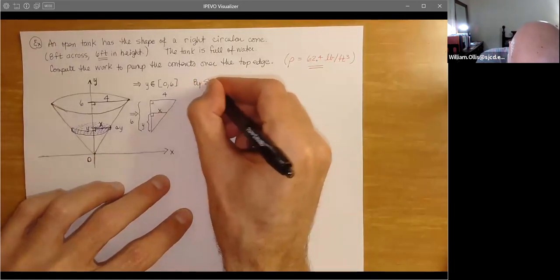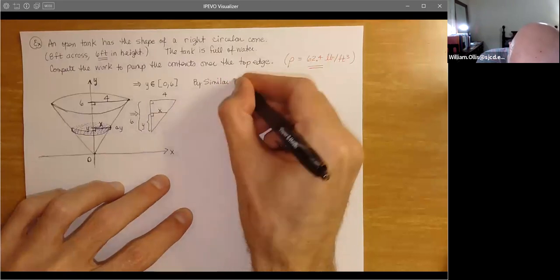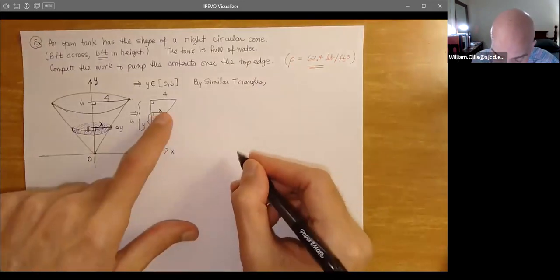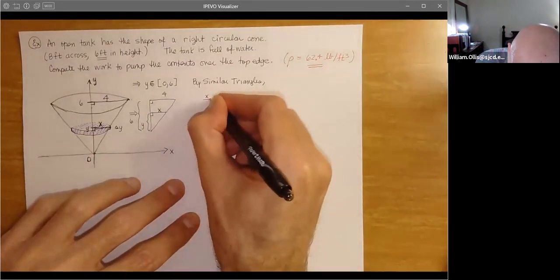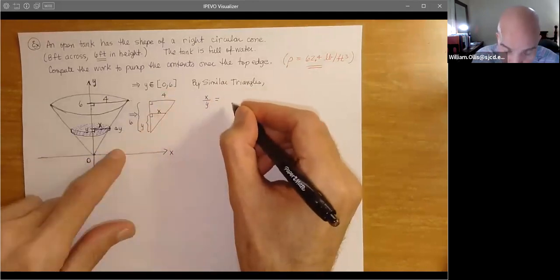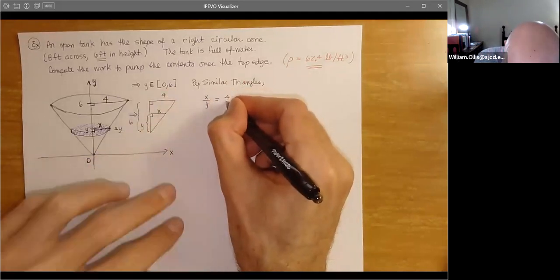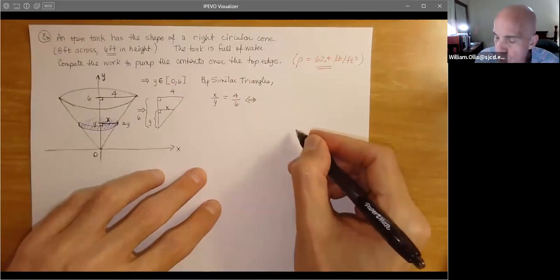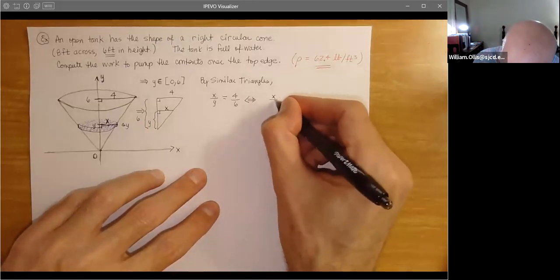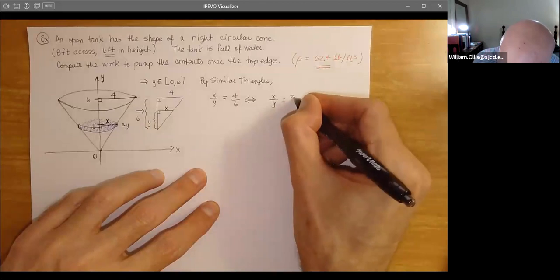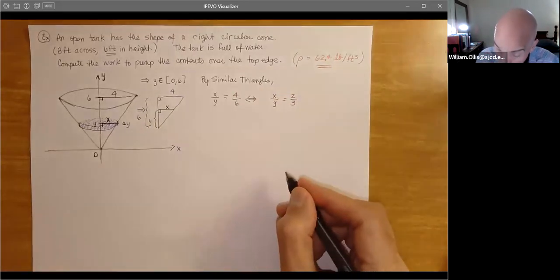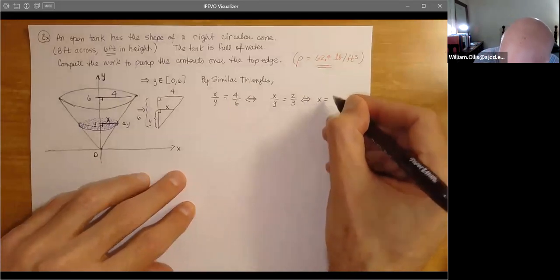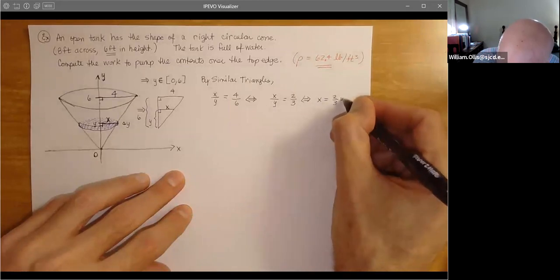So by similar triangles, good old theorem from geometry, we can say X is to Y as 4 is to 6. But of course, it doesn't matter how you set it up, the result will be the same. So we have X over Y equals 2/3, 2 times 2, 2 times 3. And then of course, if and only if X is what? 2/3 times Y.